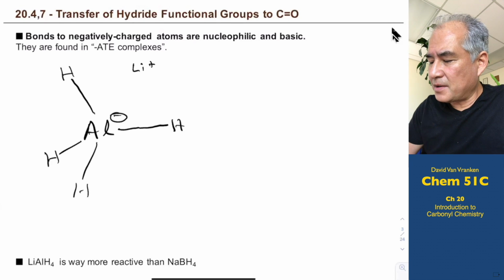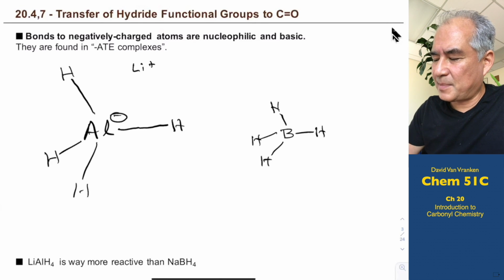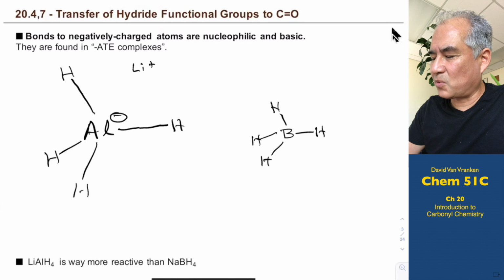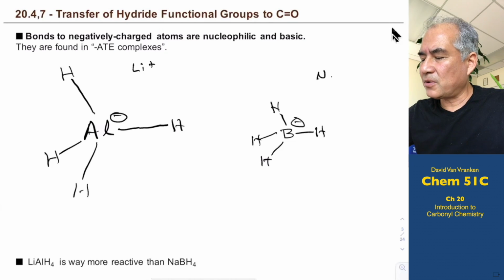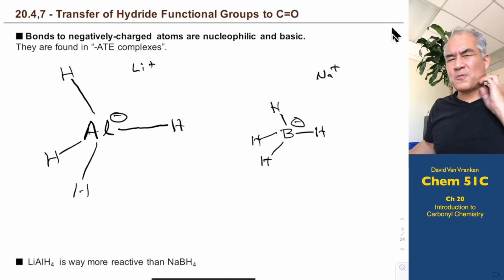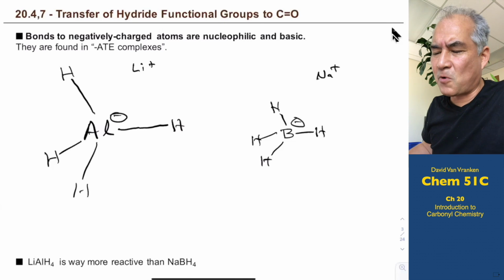Another common reagent is sodium borohydride. And I'm going to draw these bonds normal sized. These are like typical second row atom type bonds. Boron's in the second row. This is tetrahydroborate, also called sodium borohydride, but I like the word hydridoborate because I like to focus on the fact that there's a negative charge. Borate tells me there's a negative charge on boron.